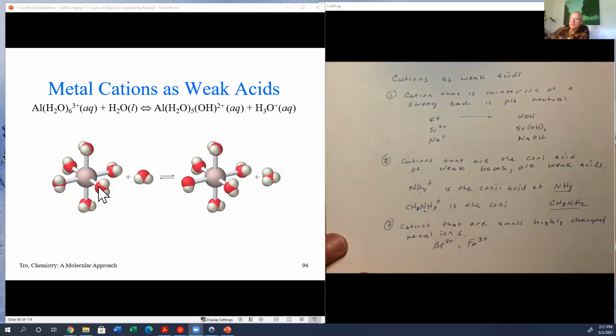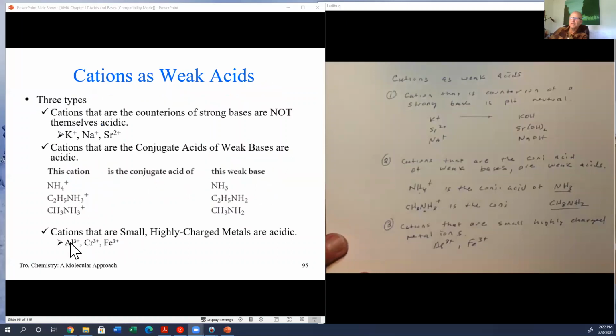Basically, these small, highly charged metal ions withdraw electron density from the water, making these hydrogen atoms more acidic, and that produces the acid. Don't worry too much about this mechanism. Just know that if you have a solution that contains these types of ions, that solution is going to be acidic. Small, highly charged ions.